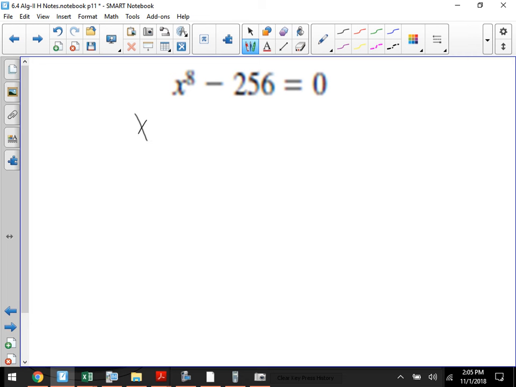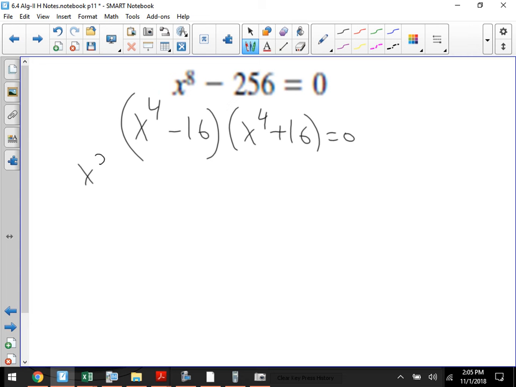So this gives you x to the 4th minus 16, x to the 4th plus 16. So far, so good? Okay. One of those two we can go further with. Which one? The minus 16. So we get x squared minus 4, x squared plus 4, x to the 4th plus 16. We can go a little bit further on one of these.